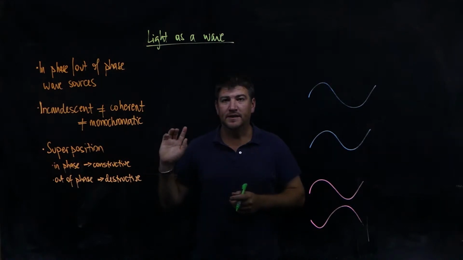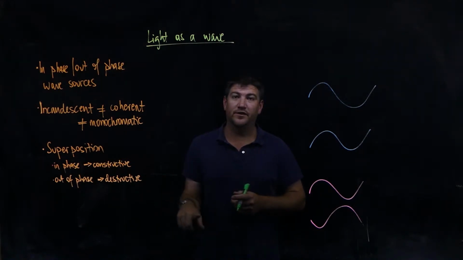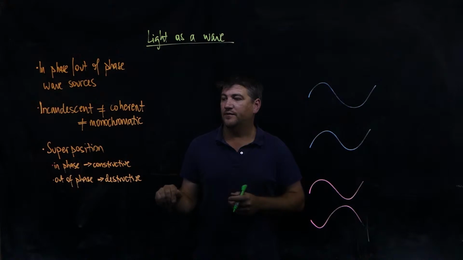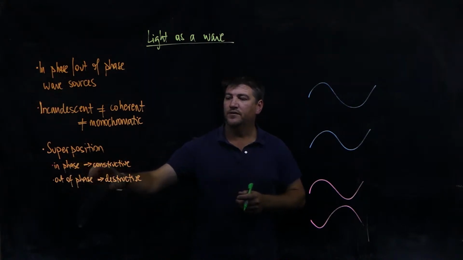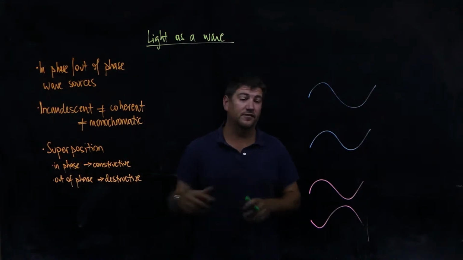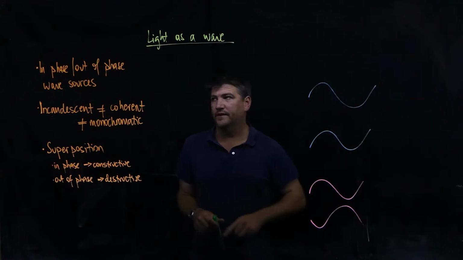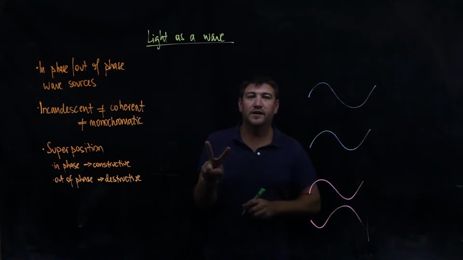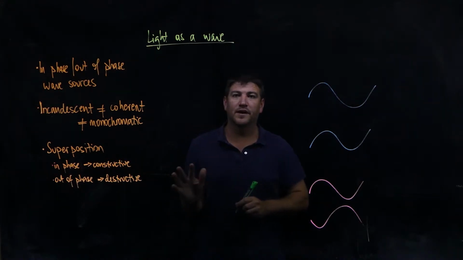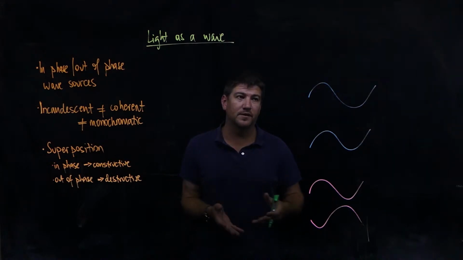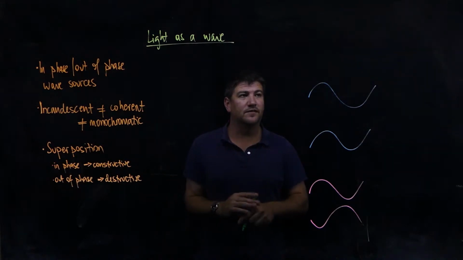We're going to talk about incandescent light sources and why they're not coherent nor monochromatic, and we're going to use the principle of superposition to talk about constructive and destructive interference using this example over here again. So if we have two waves that are going to arrive in a place in phase or arrive in a place out of phase, what we're talking about is the phase of the wave at that particular point in time.